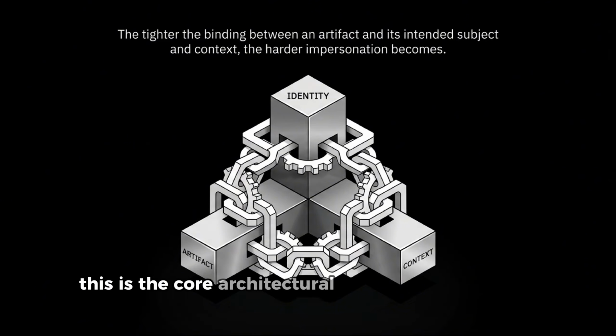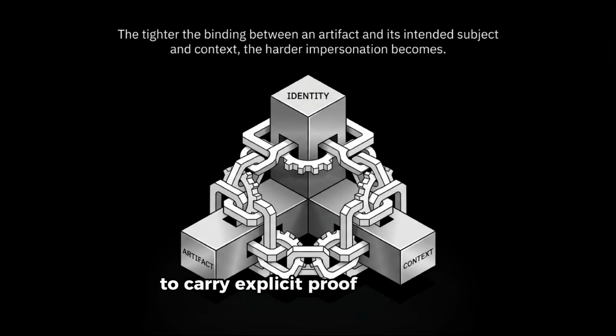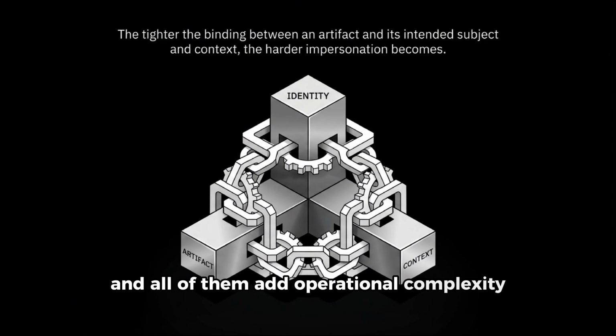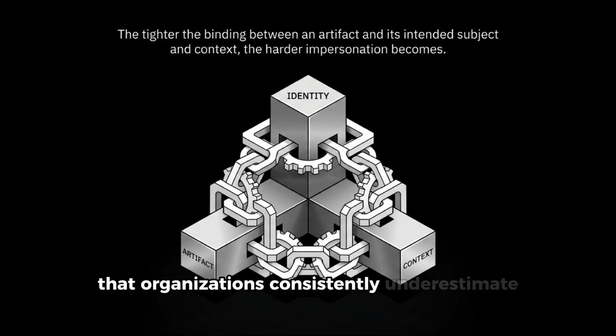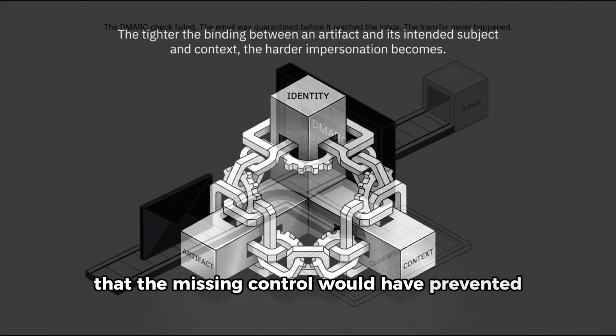This is the core architectural principle of zero trust, and it is disruptive to implement because it requires every service-to-service interaction to carry explicit proof of identity rather than relying on network position as a proxy. Each of these defenses solves a different variant of impersonation. None of them solves all three, and all of them add operational complexity that organizations consistently underestimate until they are dealing with the breach that the missing control would have prevented.